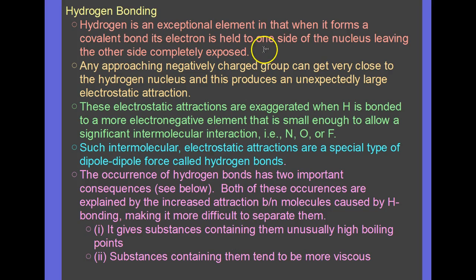Hydrogen bonding. Hydrogen is an exceptional element in that when it forms a covalent bond, its electron is held to one side of the nucleus, leaving the other side completely exposed.